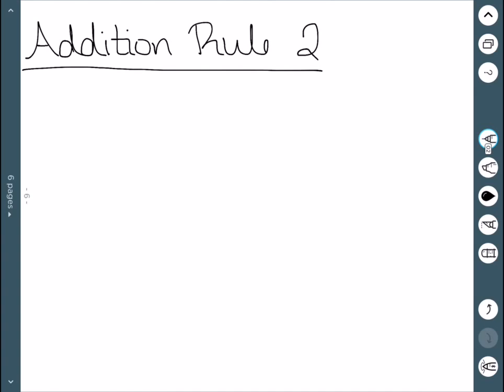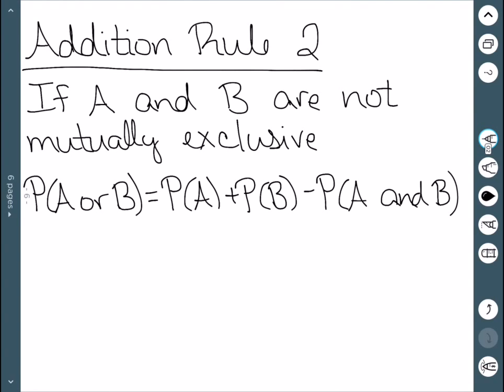We'll now look at our second addition rule. Our first one only dealt with things that were mutually exclusive, so now we'll consider things that are not. If A and B are not mutually exclusive, then the probability of A or B is the probability of A plus the probability of B minus the probability of A and B. The idea is I'm going to look at the first event, see how many different ways it could happen, then look at the second event and think of how many different ways it can happen, and then we realize that if we looked at the times A and B could happen together, we've now counted them twice, once for A and once for B, so we need to subtract one out.